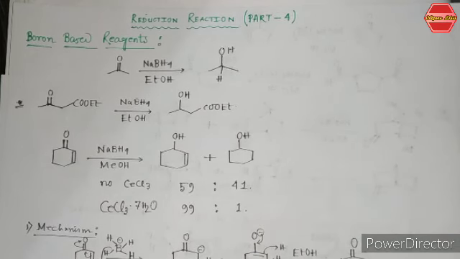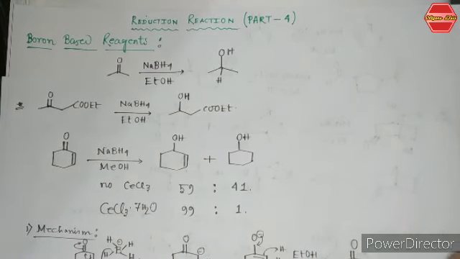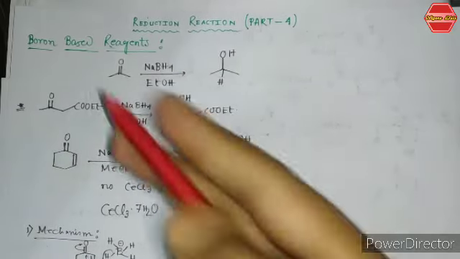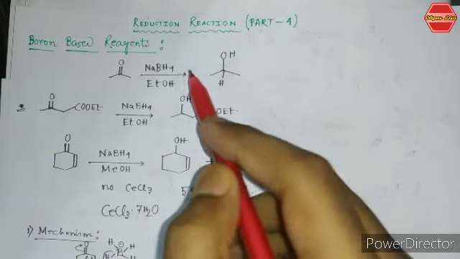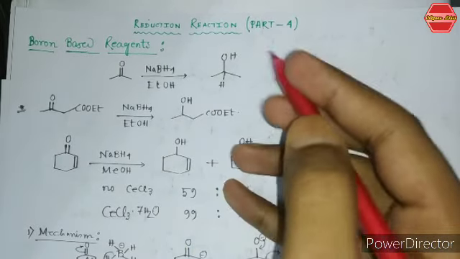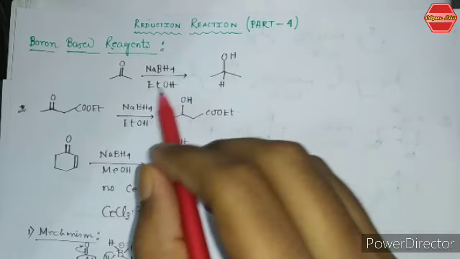Okay, so when we hear about boron-based reagents, the first thing that comes to our mind is sodium borohydride. So we are also going to start from sodium borohydride. Now see, sodium borohydride is a milder reducing agent compared to lithium aluminum hydride or anything else. So how does it work?